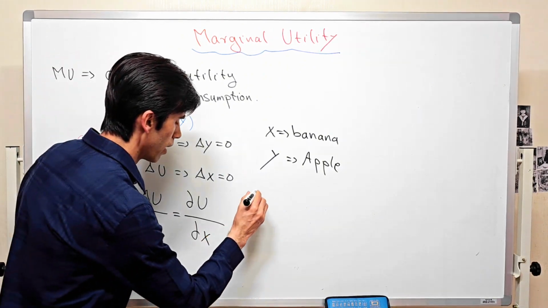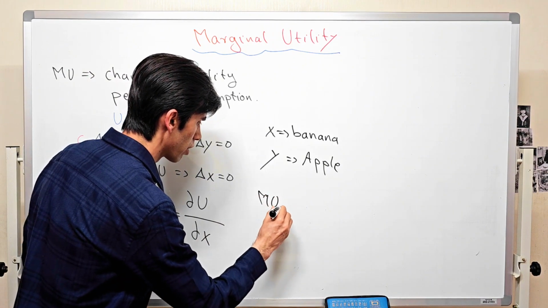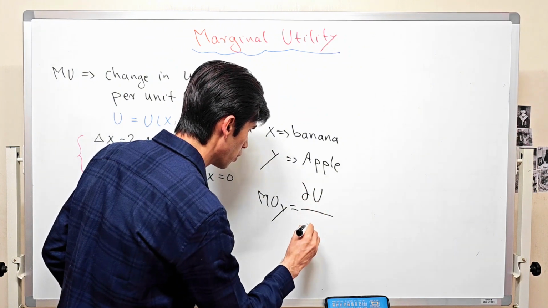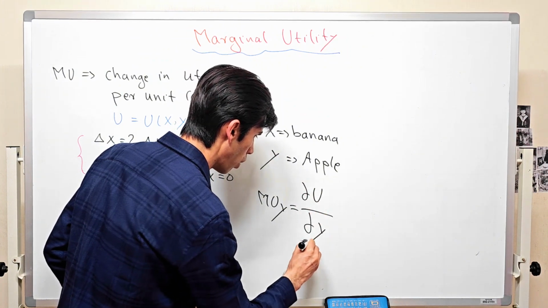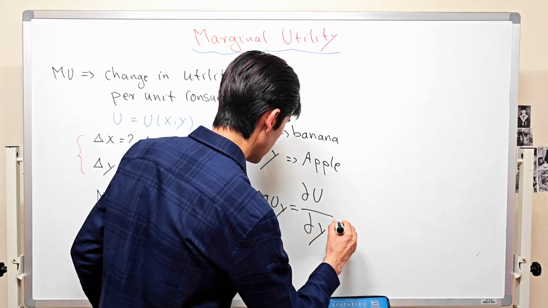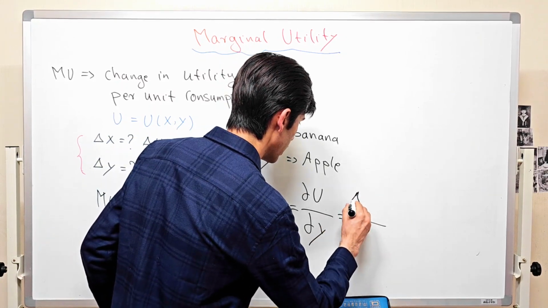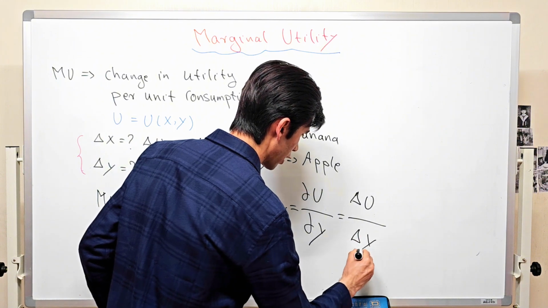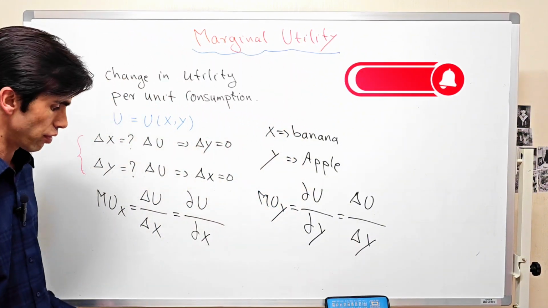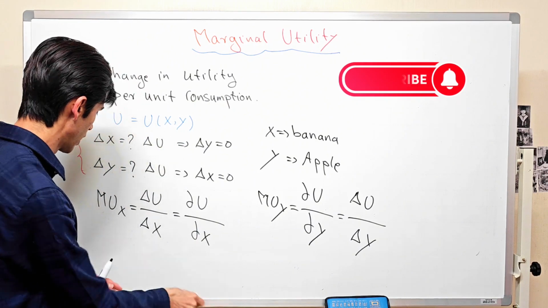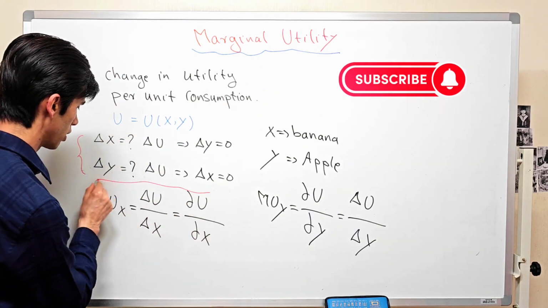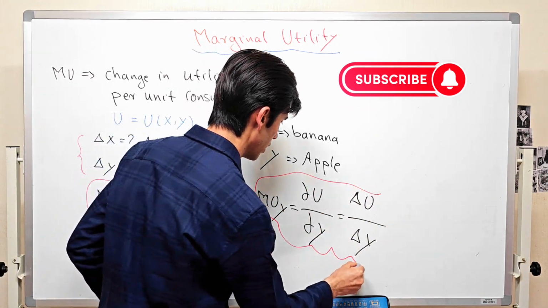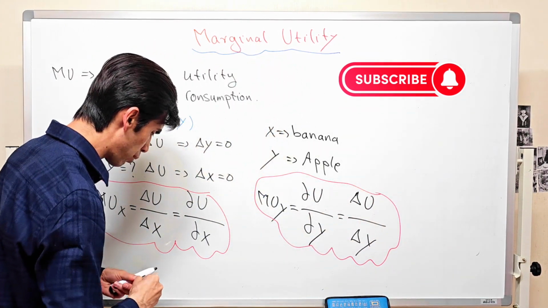The marginal utility of consumption of y is equal to the partial derivative of u with respect to y, or another way, the change in utility per unit of change in the consumption of y, which is apple. This is the simple formula. This is the formula for the marginal utility of x, and this is the formula for the marginal utility of y.